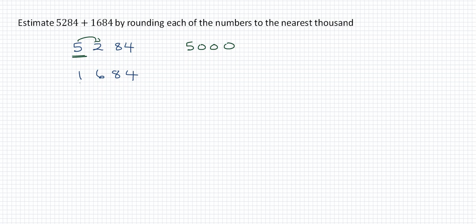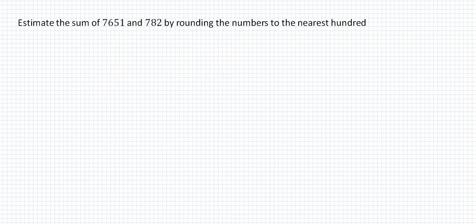And then we look at 1,684. This is the thousand position. We look at the number to the right of the position we're interested in. That number is greater than 5. So because of that, we're going to round up to 2,000. And then we can add these numbers together, and we have 7,000.